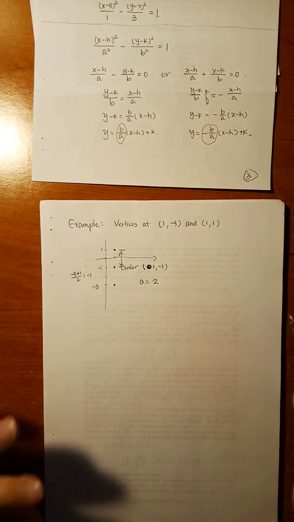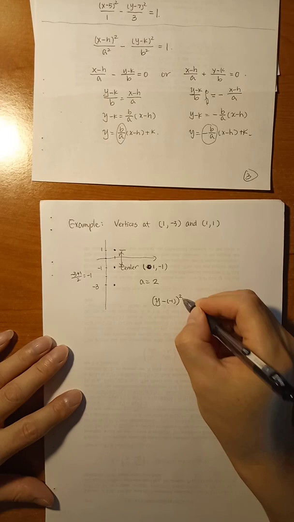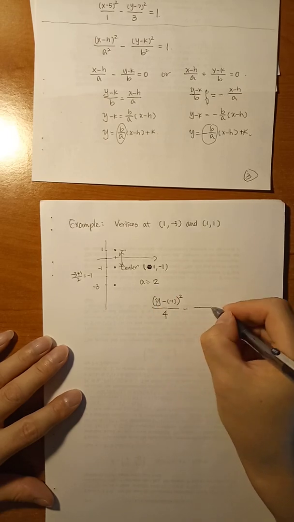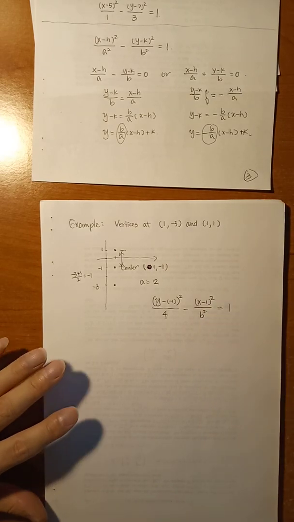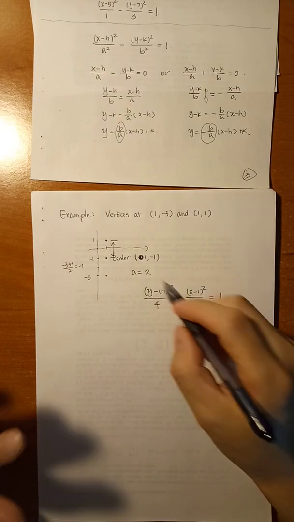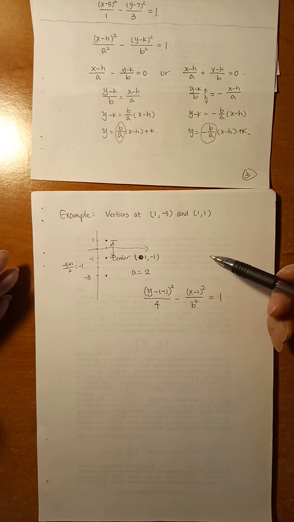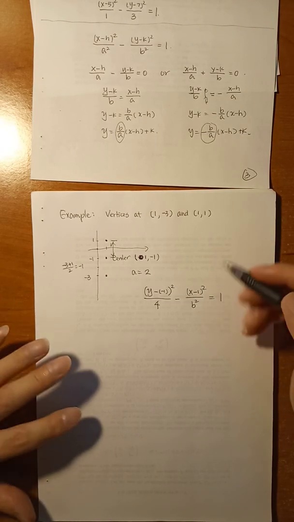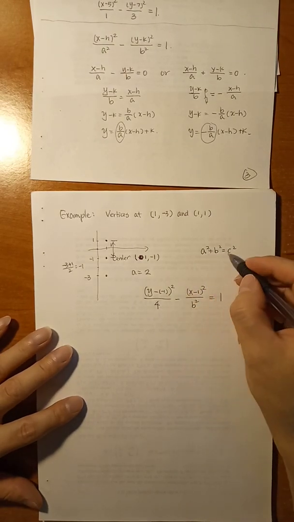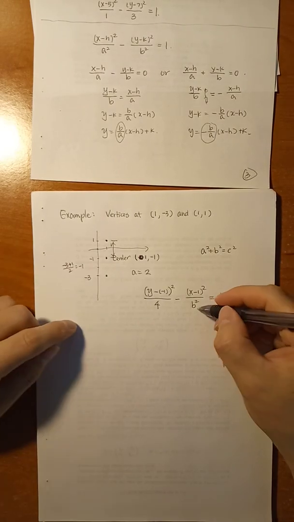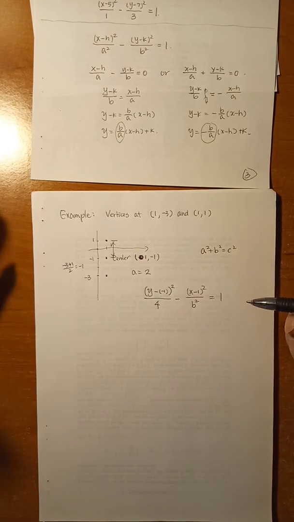Okay, that's it. And now let's check. It's vertical, so it's y minus negative 1 squared over 4 minus x minus 1 squared over b squared is equal to 1. So far we don't have foci. If there are no foci, you don't have c. No c, you cannot directly find b squared. Remember, this is a relation about a, b, c. You only have a, and b depends on c, but we don't know c, so we have to put b here. And it's vertical, so y comes first.